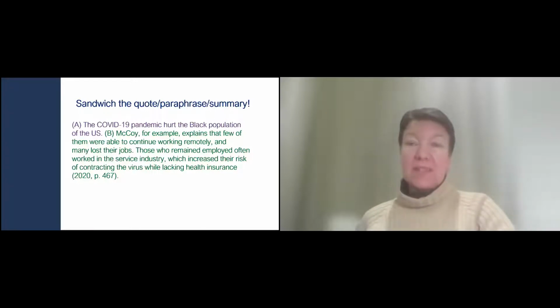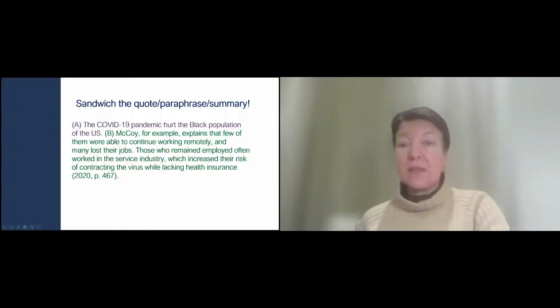The summary in this case introduces the idea or fact or some kind of statistic that came from outside of me, outside of my research. And in this case, it's marked by McCoy explains, right? So the attributive tag is McCoy, for example, explains. And then the end is marked by the in-text citation, the year and the page number, okay?